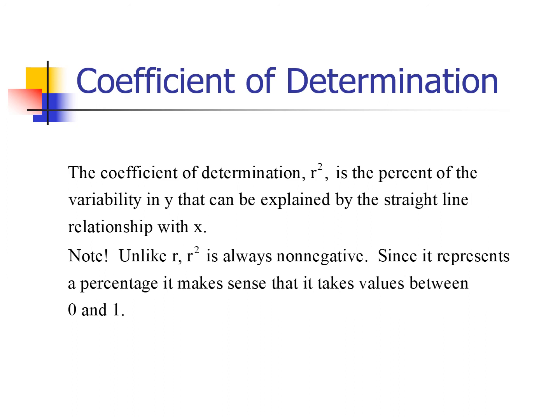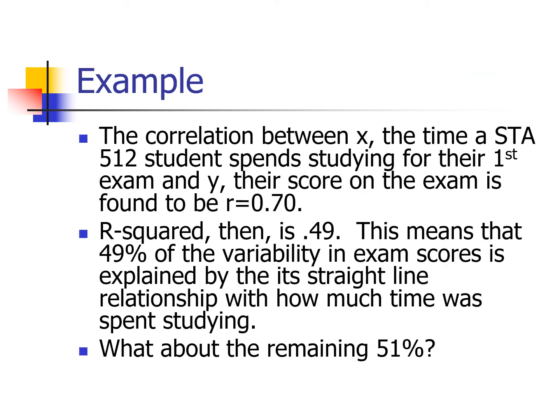And then, as I already stated, R squared is always non-negative. It represents a percentage. Makes sense, it's just between 0 and 1, and we know what that percentage is. So here's an example.